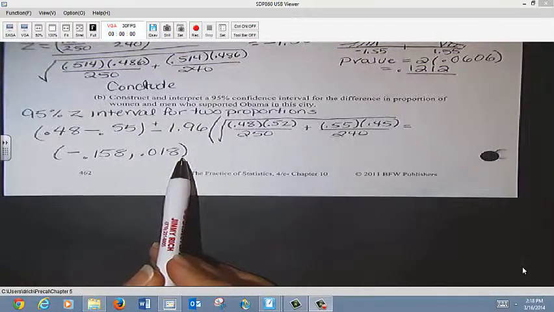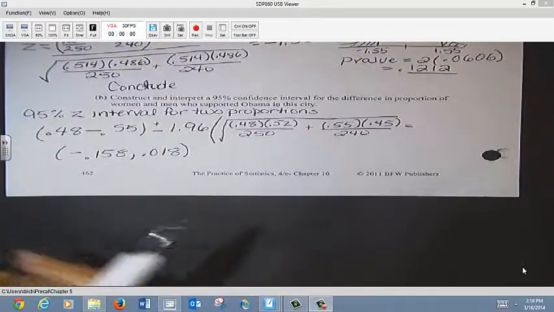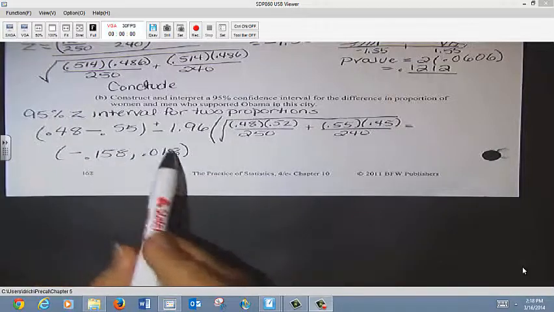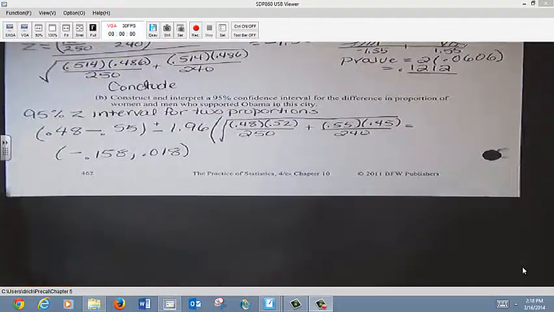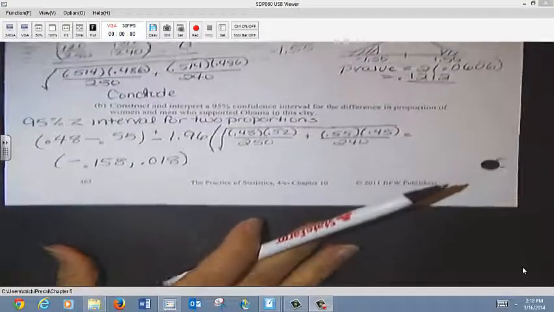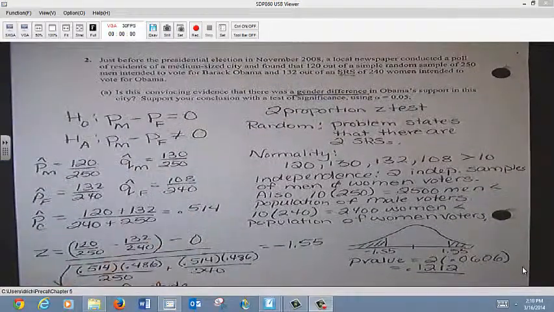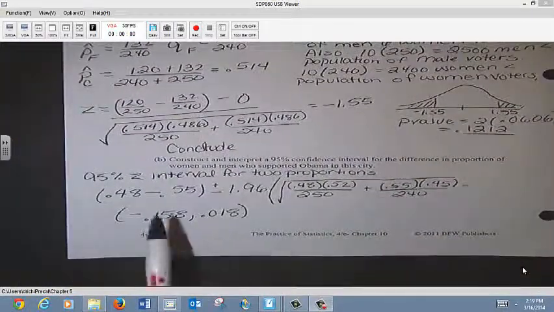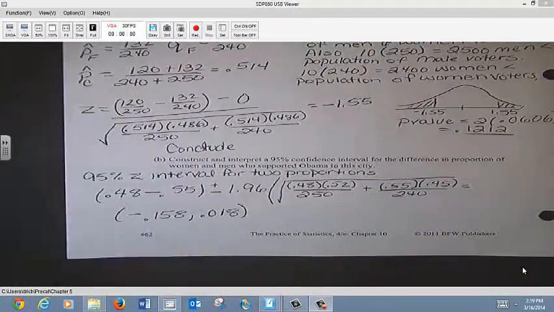So if you look at this interval, well, 0 is in that interval, so if we use that in our hypothesis test, we would really come up with the same results. We would say that since 0 is in this interval, we fail to reject the null. It's not terribly unlikely that the true difference is 0 because it does fall in our interval. And if we want to interpret that level, 95% of all intervals calculated in this way would capture the true difference in proportion of men and women who supported Obama in this city.